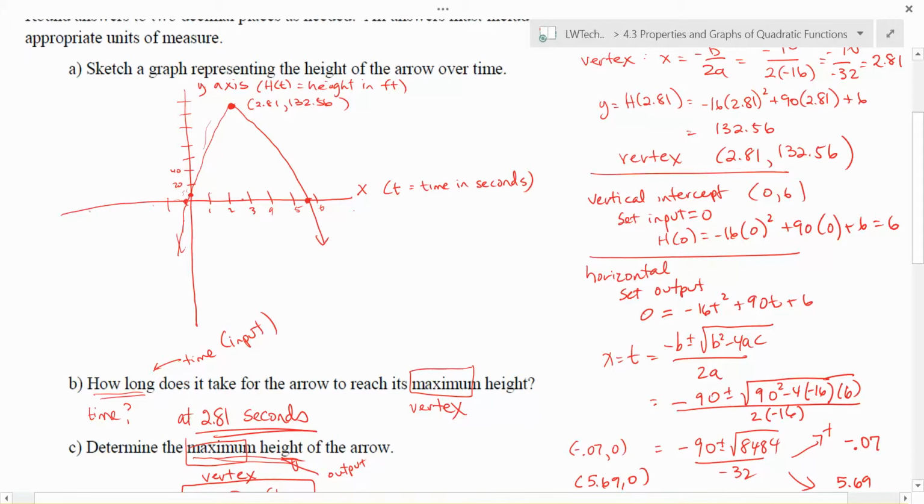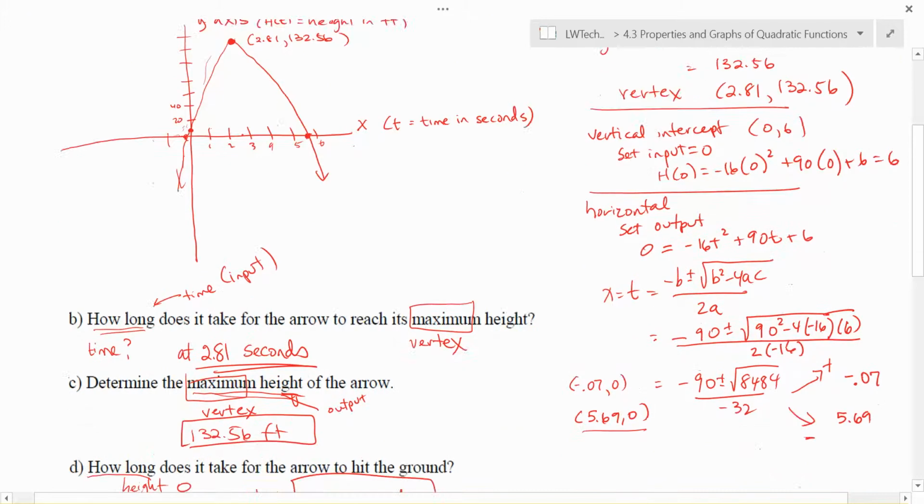So this is the idea of what they're talking about when they talk about a practical domain and a practical range. For us, the practical domain or practical values of x are going to be when we shoot the arrow. So starting at t equals 0, I don't care about anything before that. And then I only care about till the arrow hits the ground, because after that nothing interesting is happening anymore because it's on the ground. It hits the ground here when the height is equal to 0, and that happens at 5.69 seconds.